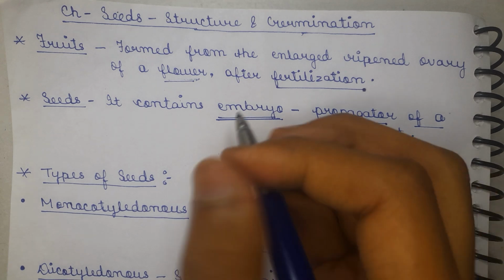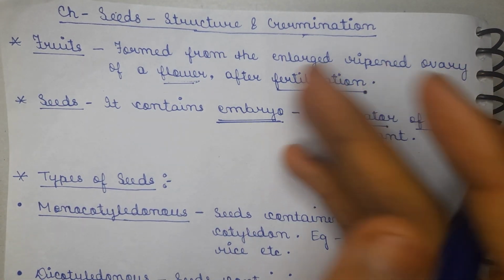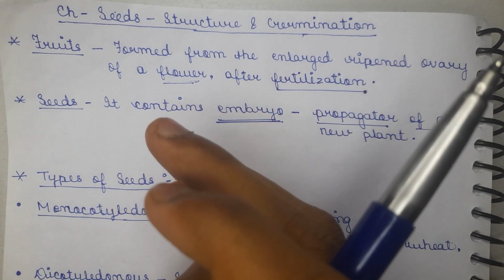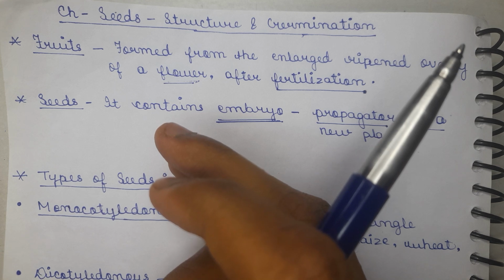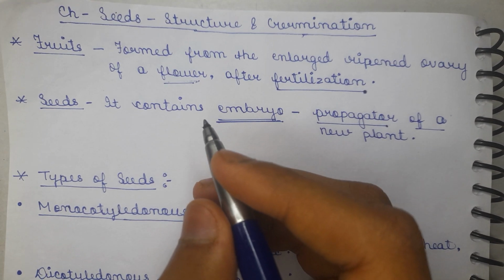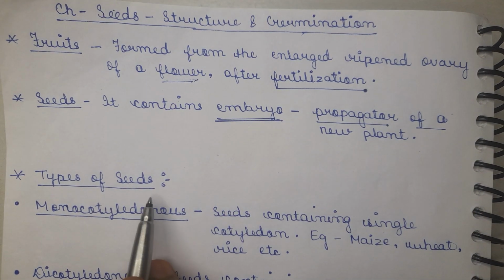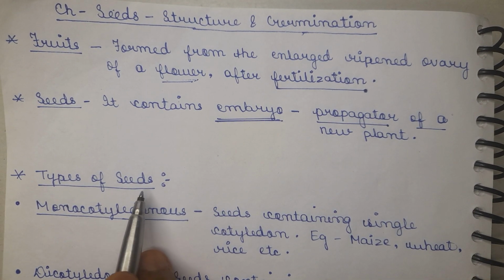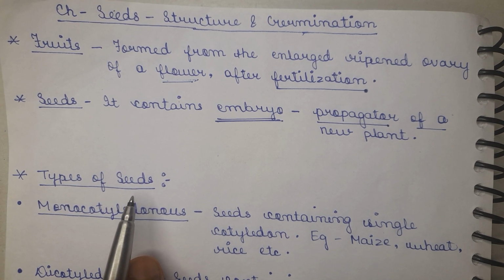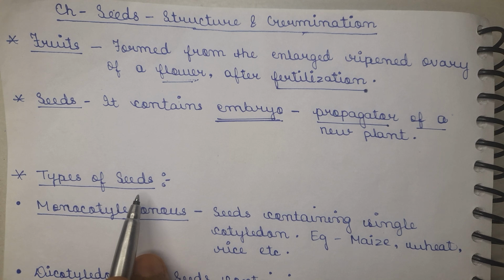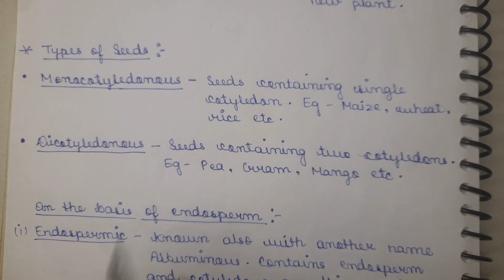The embryo remains inactive inside the seed, and once it is exposed to the soil and gets favorable conditions, it starts to germinate and forms a new plant. Now let us study some more details about the types of seeds. Seeds are divided on the basis of the number of cotyledons and on the basis of endosperm. First we will understand the basis of cotyledons.